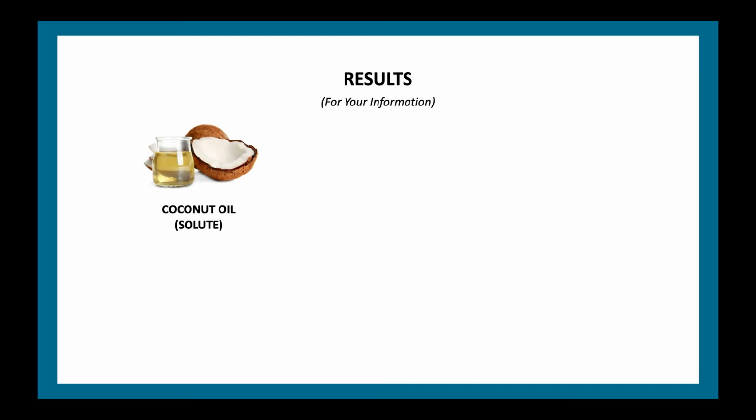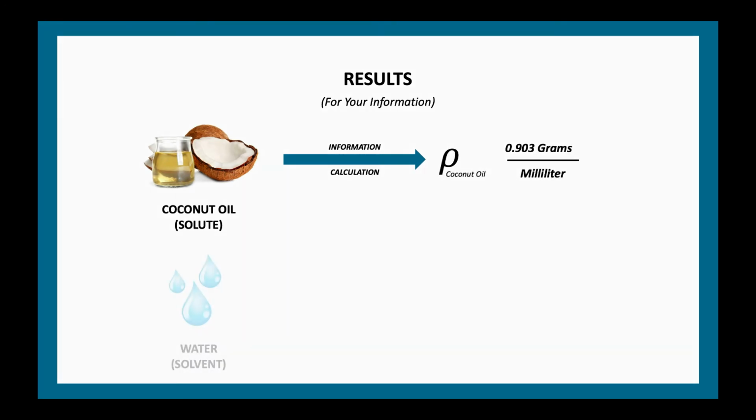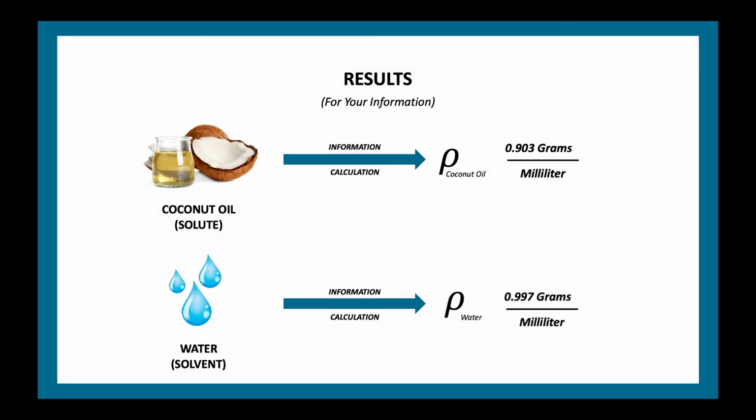For your information, throughout the process of extracting an essential oil from coconut kernel via the traditional extraction method, the solute for this experiment was coconut oil and the solvent used was water. In addition, through gathered information and calculation, the theoretical density of coconut oil is 0.903 grams per milliliter, and the theoretical density of water is 0.997 grams per milliliter.